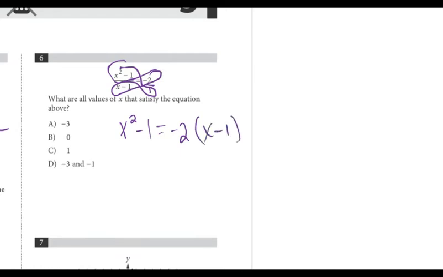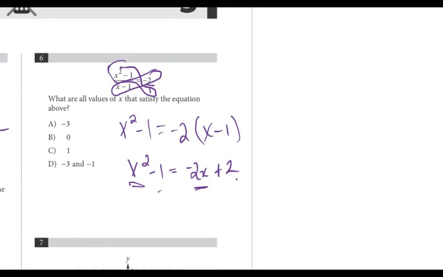Now let's simplify this equation. We get x squared minus 1 equals negative 2x plus 2. And now you should immediately notice, this is what I was talking about before, the trigger: you see an x squared, you see a 2x, and you see a constant, a number with no variable. You're going to factor this. It's going to be a trinomial.